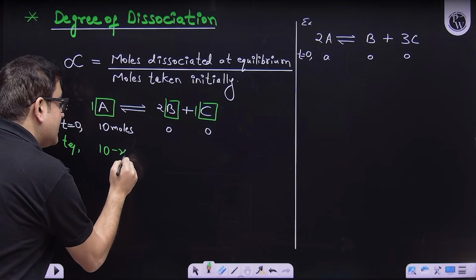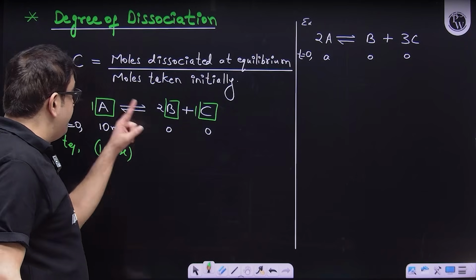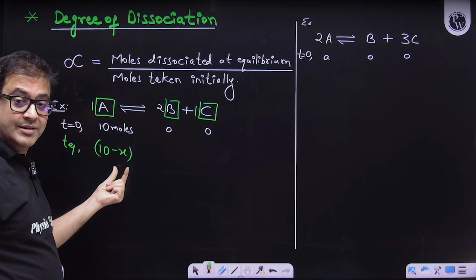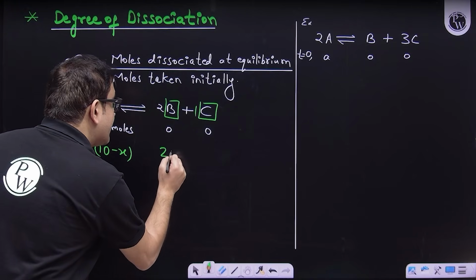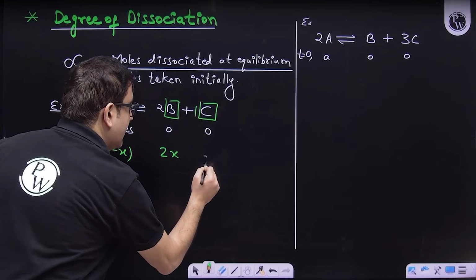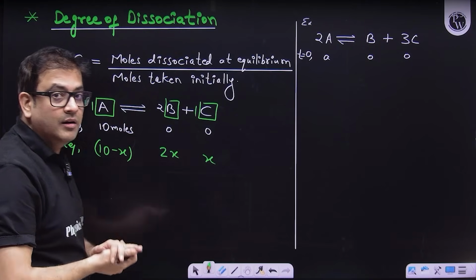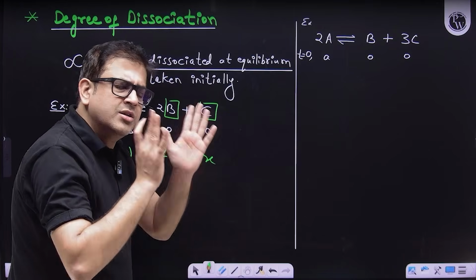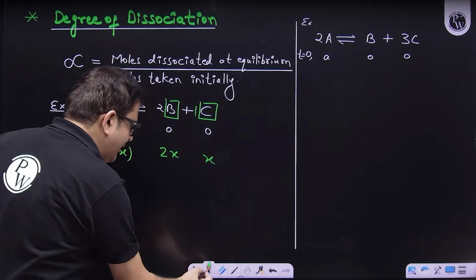10 minus x. If 1 is dissociated, 2 are produced. So if x is dissociated, 2x will be produced. 1, then x and x. So these are the number of moles present at equilibrium. Sir, now how will you define alpha?